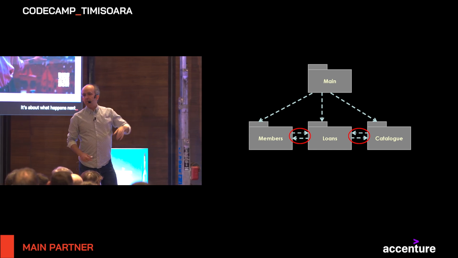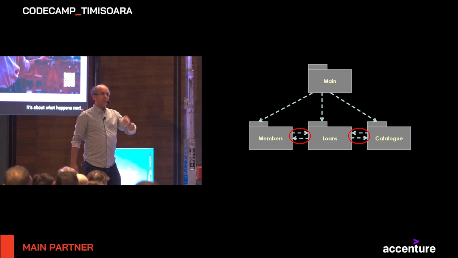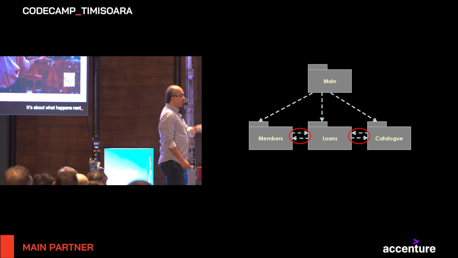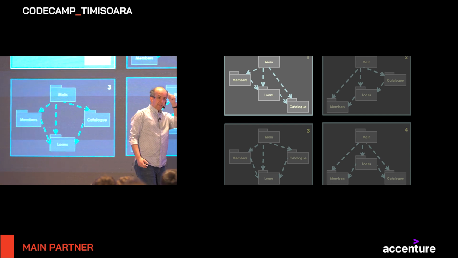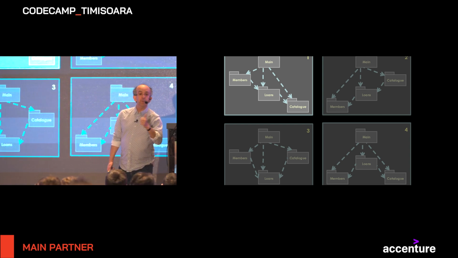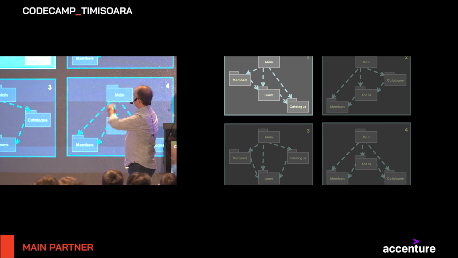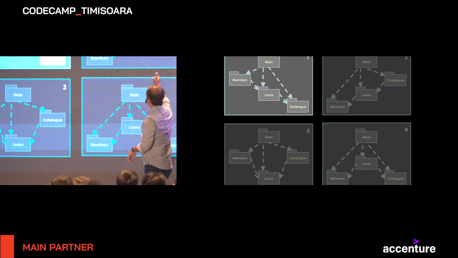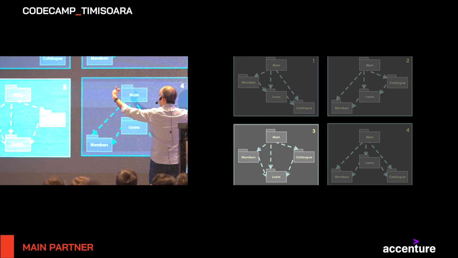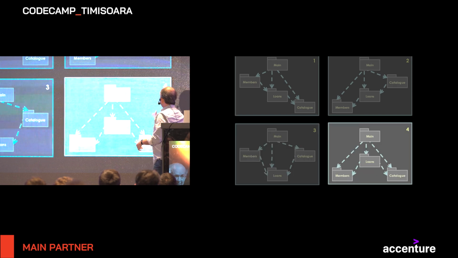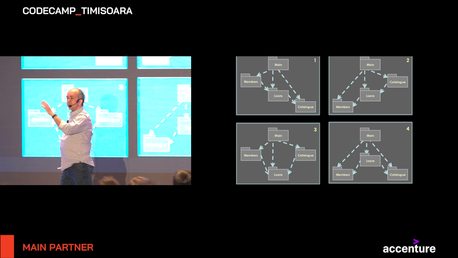And there are reasons we care about this. Sometimes it's to do with deployment, sometimes it's to do with builds. But let's just say we want to get rid of these. If I maintain the object relationships and my package choices, there are 4 arrangements that are possible. 1, main is always going to be at the root. Members depends on loans, depends on catalog. 2, catalog depends on loans, depends on members. 3, members and catalog both depend on loans. 4, loans depends on members and catalog. That's 4 choices. I can make every single one of them work.